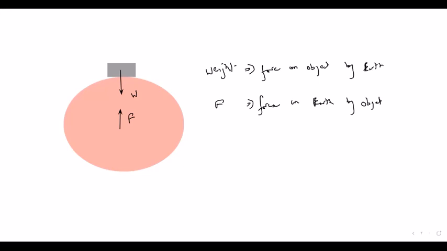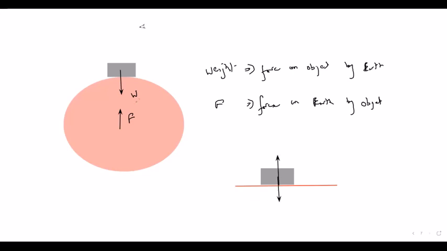So when we are considering the surface, the downward force by the object on the surface, the same object, if we are considering the surface, so the downward force by the object on the surface will be equal to the upward force by the surface on the object.